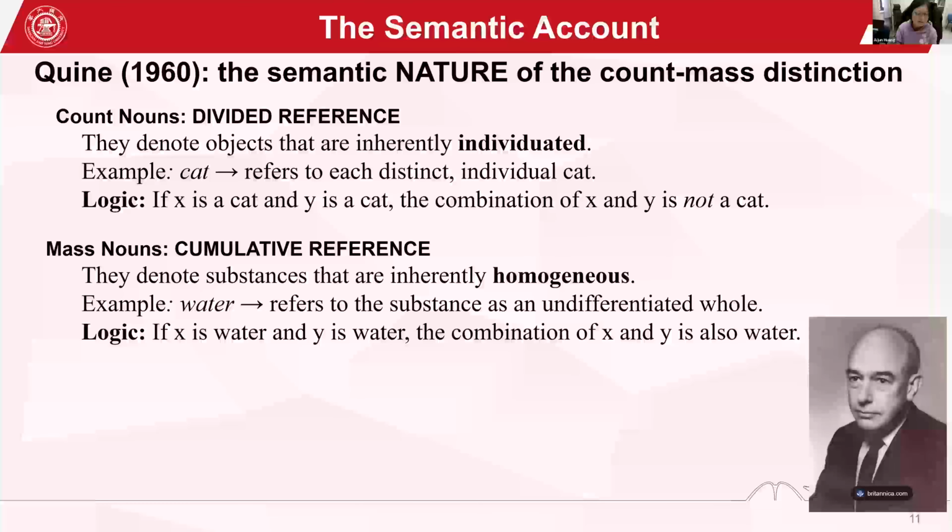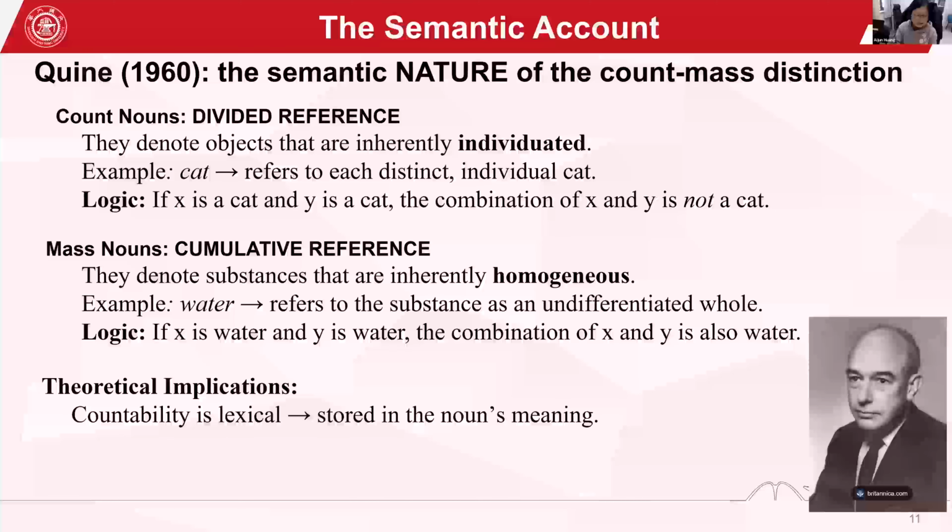By contrast, the reference of mass nouns is not divided, but cumulative. They denote substances that are inherently homogeneous. For example, water. The word water refers to a substance as an undifferentiated whole. So if X is water and Y is water, then the combination of X and Y is also water. This is quite different from the reference of count nouns like cat. The implication of Quine's semantic count is that countability is lexically determined, so it is stored in the noun's meaning.